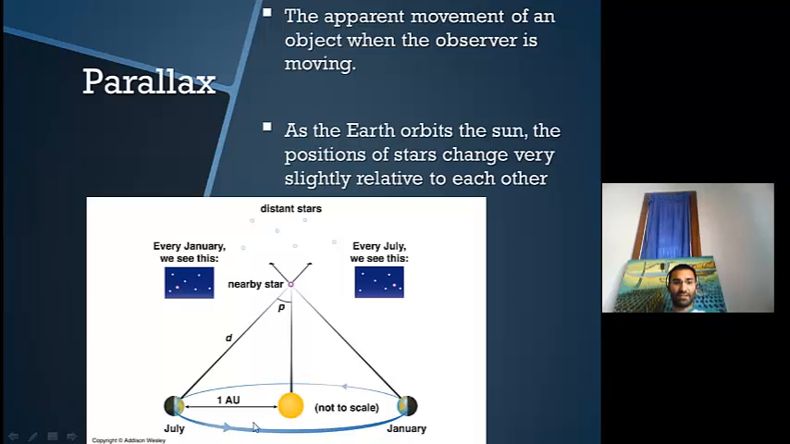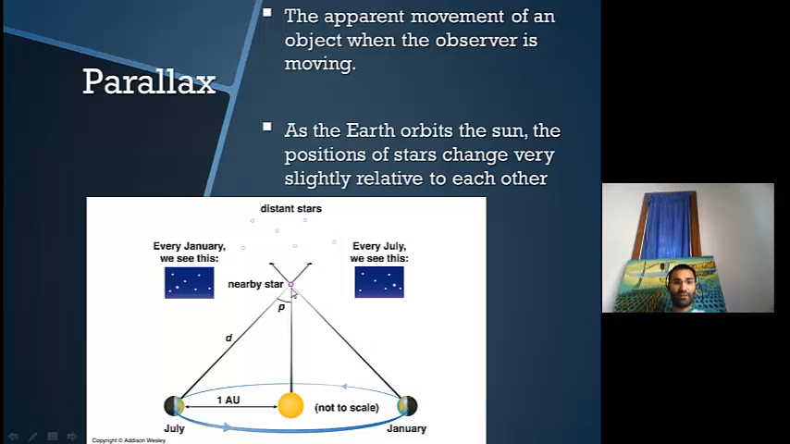Six months later, the Earth orbits around the Sun. Now, the stars stay in the same spot. As we look from this side, we are now looking at the same star with the same distant stars in the background, but it looks as though the star has moved over this side. In July, it was on the right-hand side. In January, it's on the left-hand side. So it looks as if it's moved from one spot to another. Now, this star has not moved at all. What's moved is the actual observer, the person.